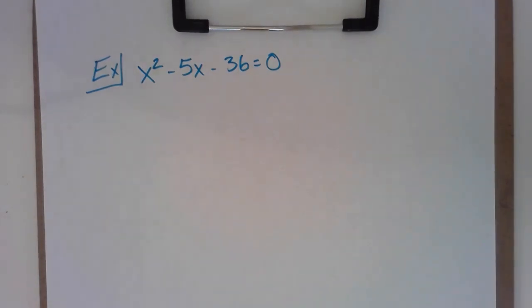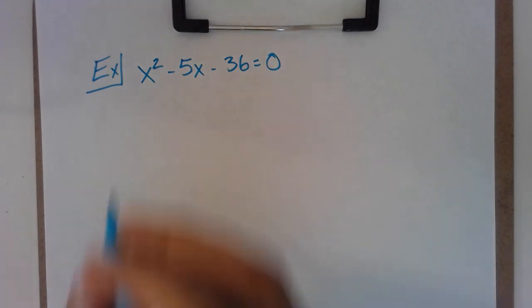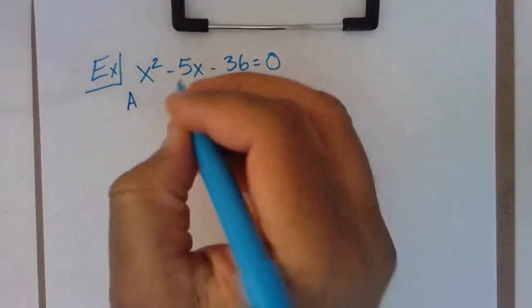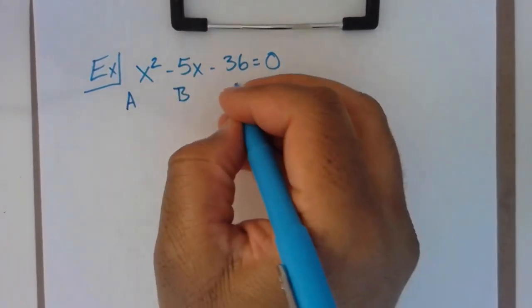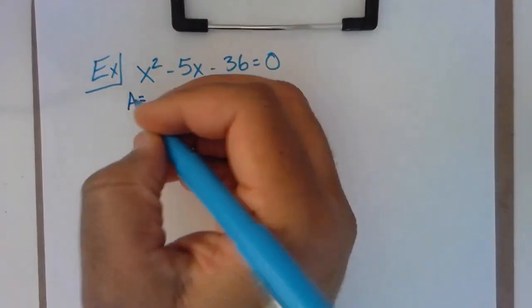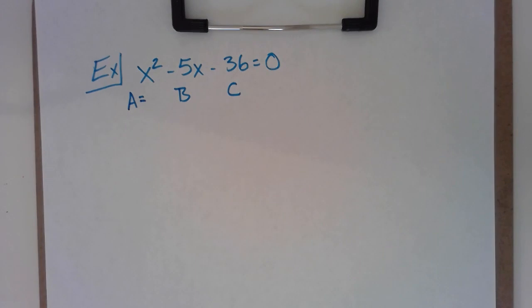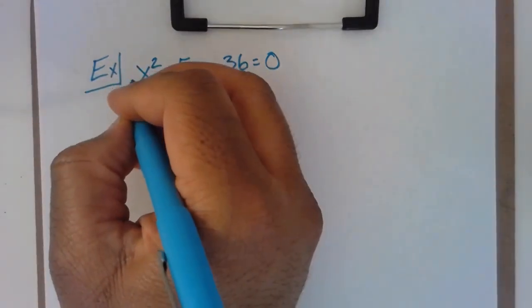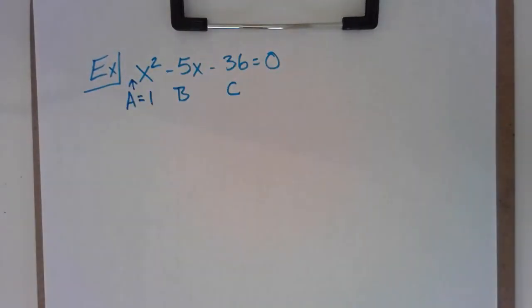So the very first thing that you're going to need to do is identify your A, B, and C. Because if we're going to use the quadratic formula, we need those 3 things at the start. And so if I take a look at my A in this problem here, I'm going to see an imaginary 1. So I'm going to have A equals 1.